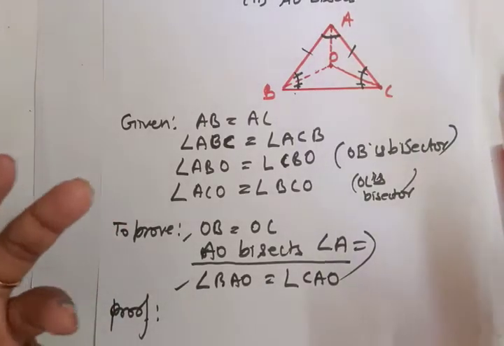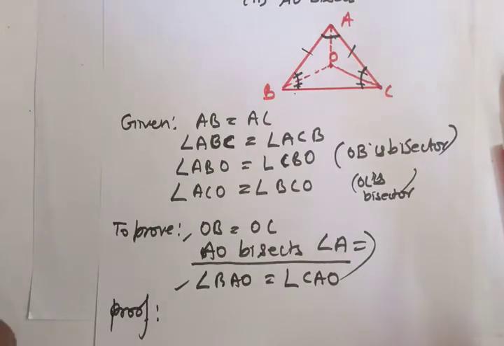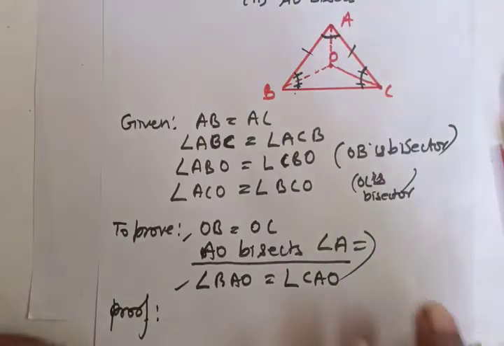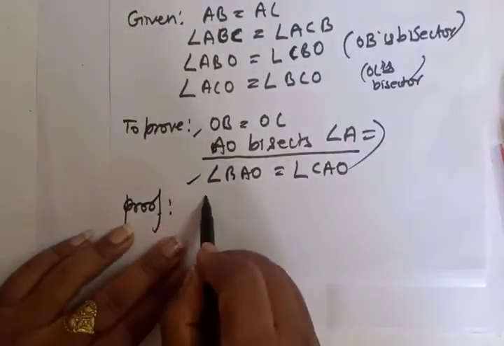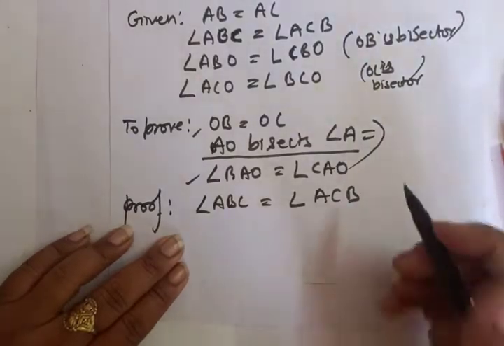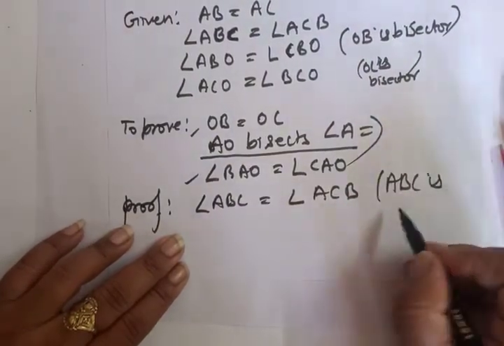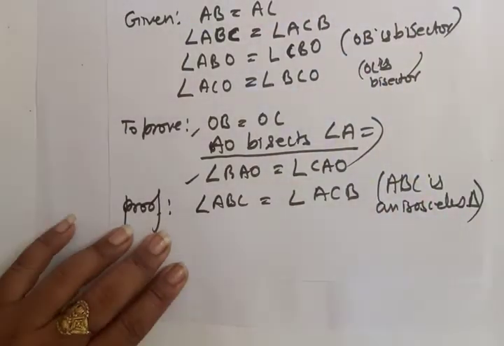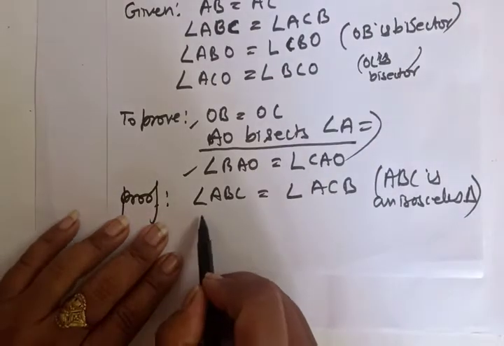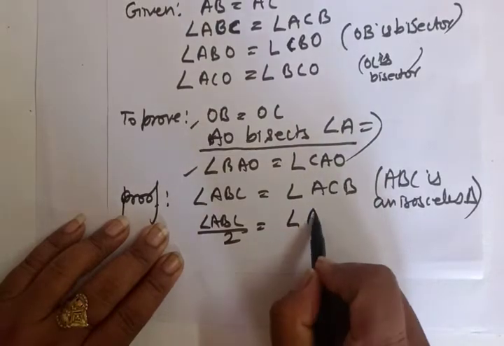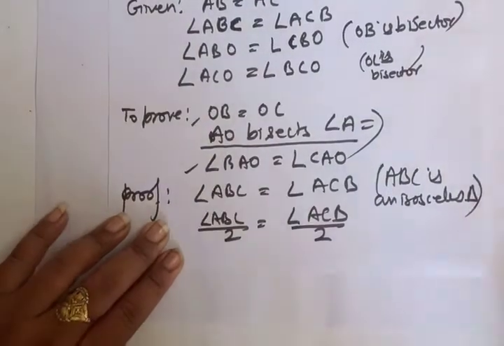And normally we know that if two things are equal to each other, then half of those things are also equal to each other. It means half of angle B is also equal to half of angle C. So we can write first of all angle ABC is equal to angle ACB, because ABC is an isosceles triangle, and half of angle means angle ABC upon 2 is also equal to angle ACB upon 2.